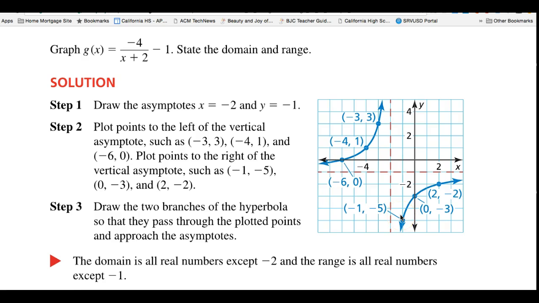Now, for the domain and range, our domain is going to be all real numbers except for our x values. It's all real numbers except x equals -2, because if we plugged -2 in here, we get a 0 on the bottom. And our range is going to be all real numbers except -1. Now remember, these are also our asymptotes. So our domain is all real numbers except our h value, and our range is all real numbers except our k value. That's how you find the domain and range.